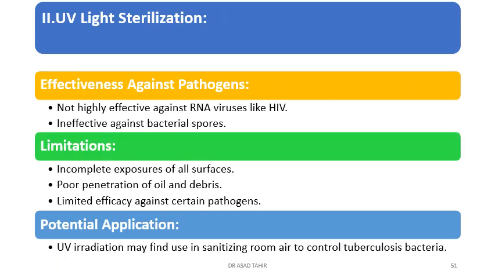UV light sterilization. Effectiveness against pathogens: not highly effective against RNA viruses like HIV, and ineffective against bacterial spores. Limitations: incomplete exposure of all surfaces, poor penetration of oil and debris, limited efficacy against certain pathogens. Potential application: UV irradiation may find use in sanitizing room air to control tuberculosis bacteria.